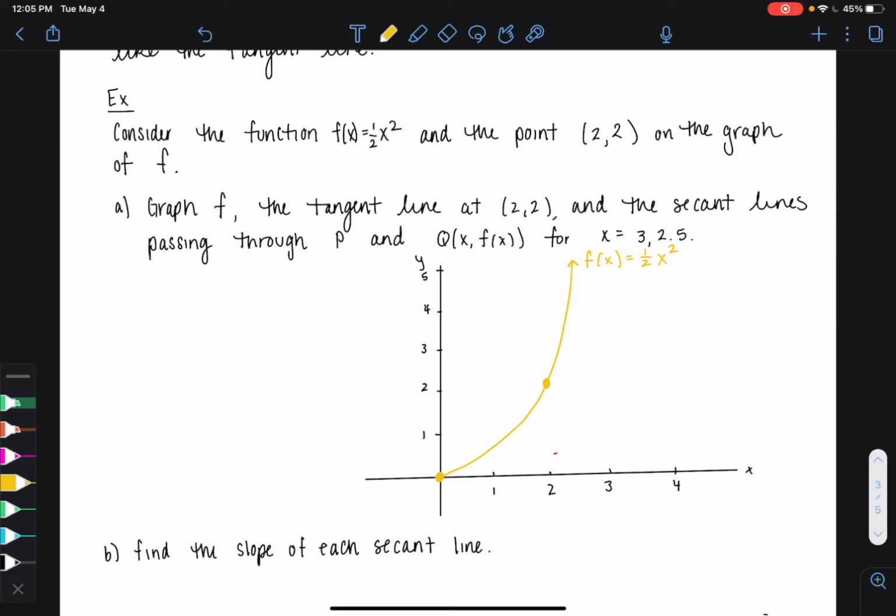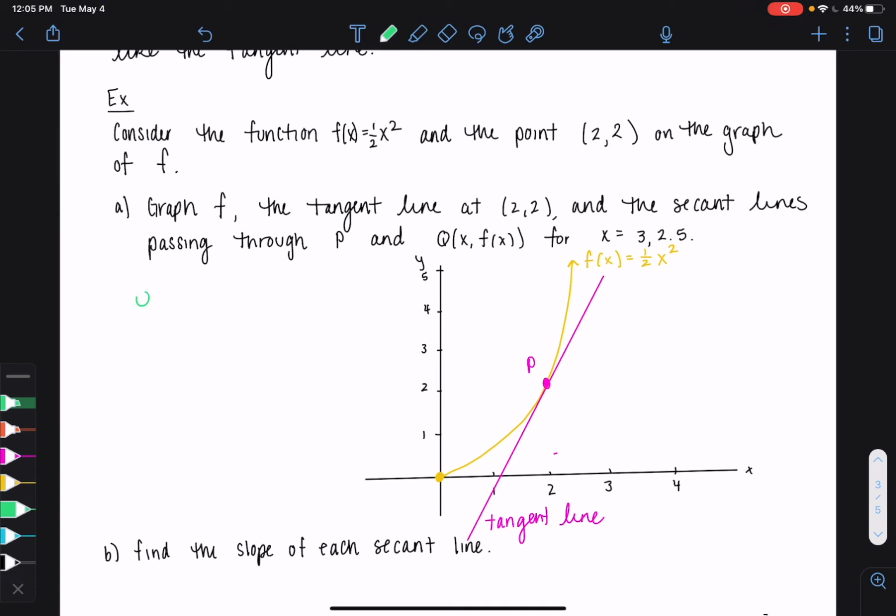Now, if I want the tangent line here at this point, I'll call P, it's going to pass through this point and just touch. So it's not going to be precise, but that's okay. This is what my tangent line will roughly look like. Going to have human error in these things. Okay. Now I need to find these two secant lines.